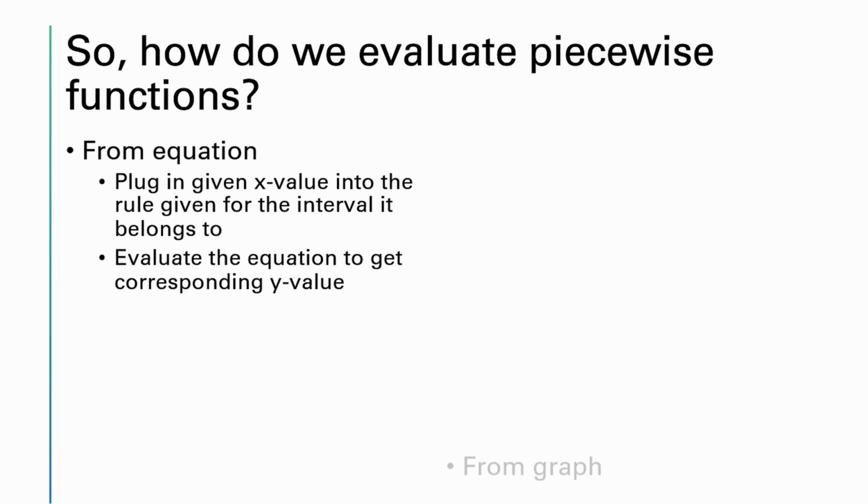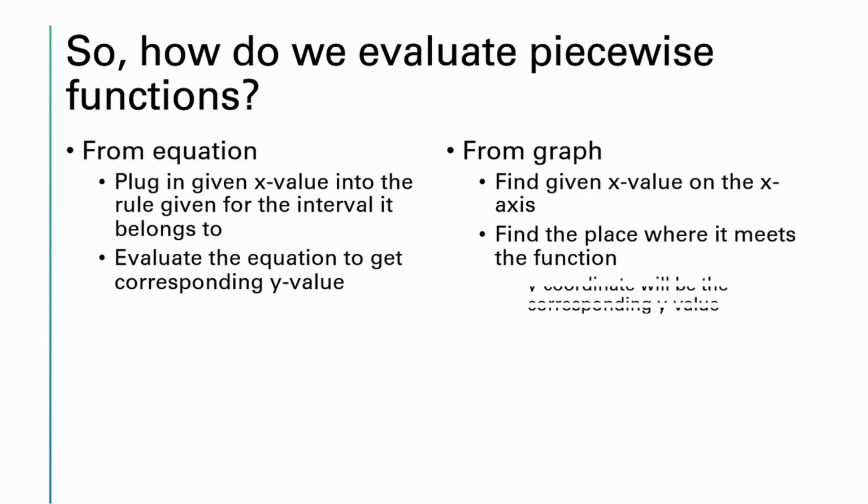But let's see how to do it from a graph. How do we evaluate piecewise functions from a graph? Well, again, it's like evaluating from a normal function. So from a graph, we just find the given value on the x-axis, find the place where it meets the function, and the y-coordinate will be the corresponding y value. It's that simple. We also evaluate normal functions from a graph exactly like this. So it's no different.